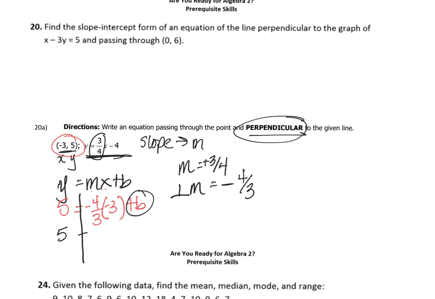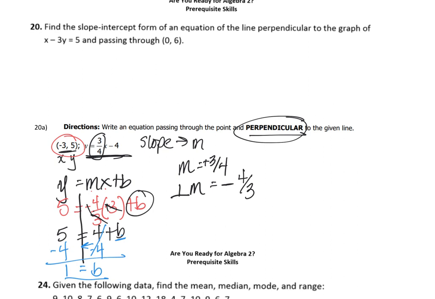So 5 is equal to negative times a negative will be a positive, and my 3's cancel. You could use your calculator, but I'm left with 4 plus b. Again, how do I get this b by itself? I need to isolate it. That's how we solve for something and we get it by itself. I have to move this positive 4 to the other side by subtracting it. So 5 minus 4 is 1. 1 is the new b value.